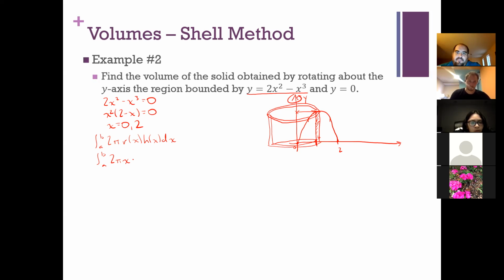So the height's going to come from the distance from the x-axis upward to the curve, and that is simply the y value. So for that, I'm going to substitute in x squared. Nope, not x squared. 2x squared minus x cubed.